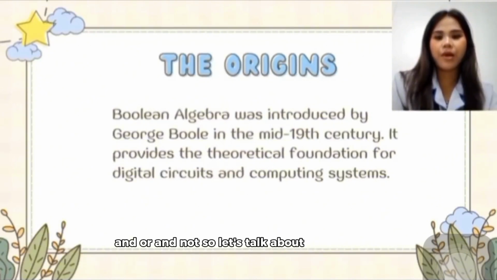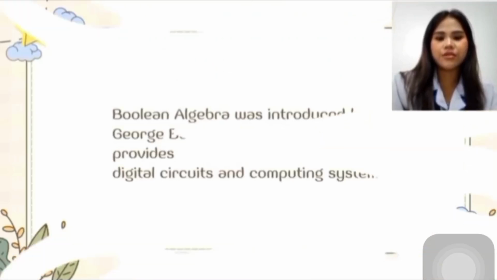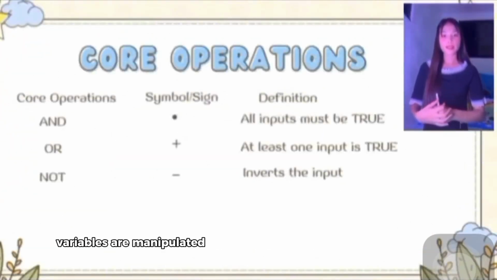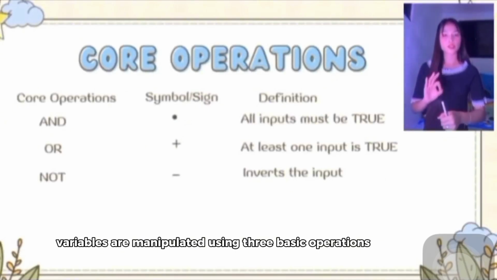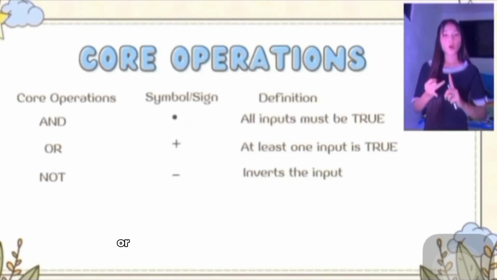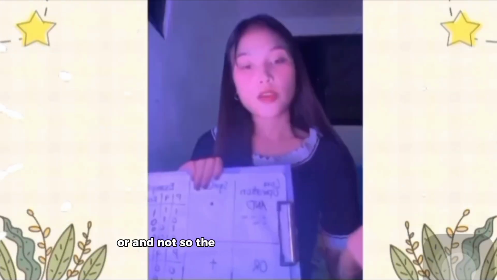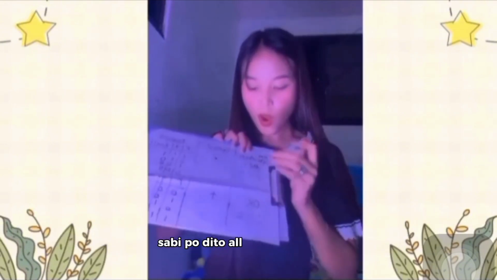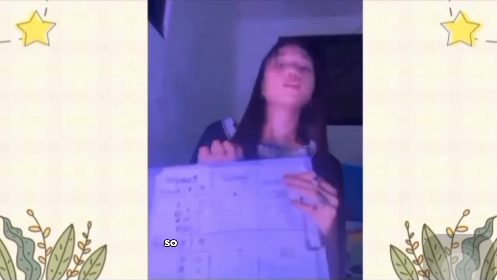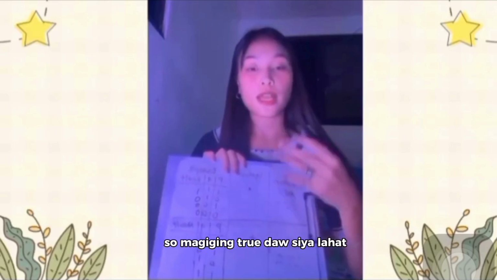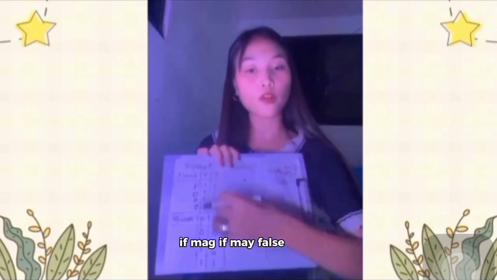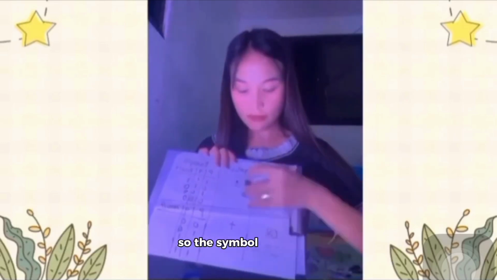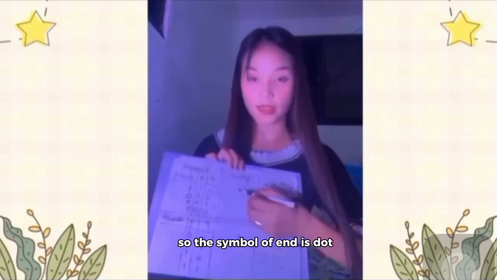So, let's talk about core operations. In Boolean algebra, variables are manipulated using three basic operations, which are AND, OR, and NOT. The first core operation here is AND. Sabi pa dito, all inputs must be true. So, magiging true daw siya lahat. If may false lang isa, ibig sabihin magiging false na din yung result. So the symbol of AND is dot.